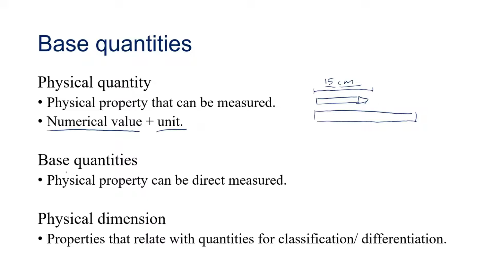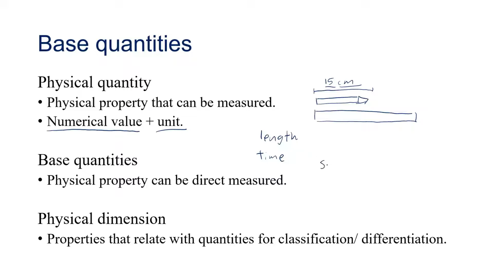And here the base quantity is a physical property that can be directly measured. For example, the length: we measure the length of a pen. This is considered a base quantity. We directly get the measurement from the ruler. Things like time are also base quantities. We can directly get it from the stopwatch.